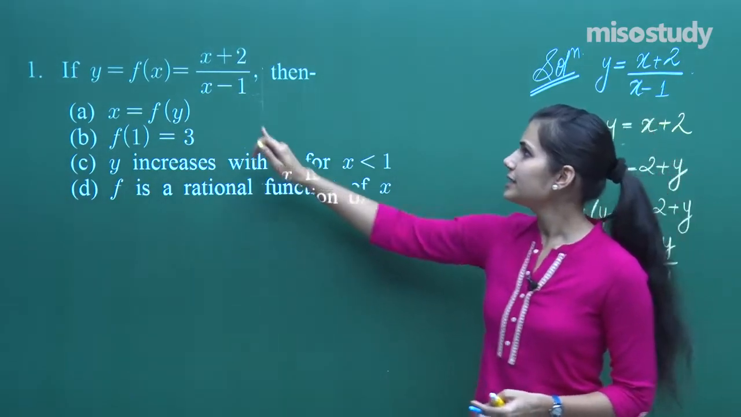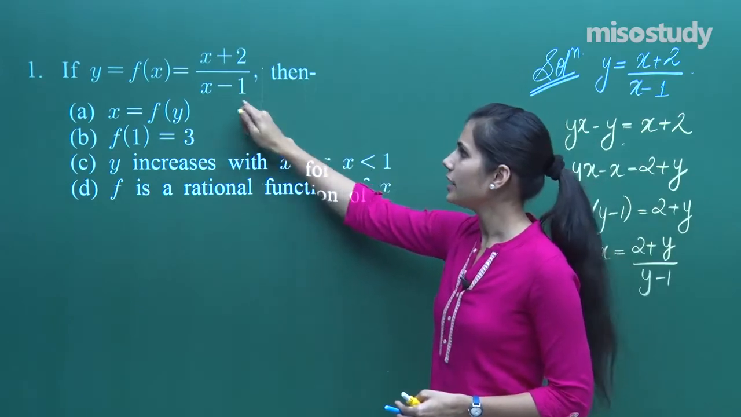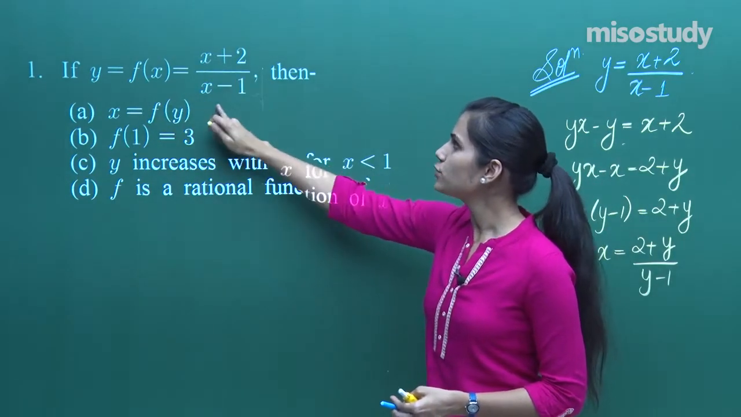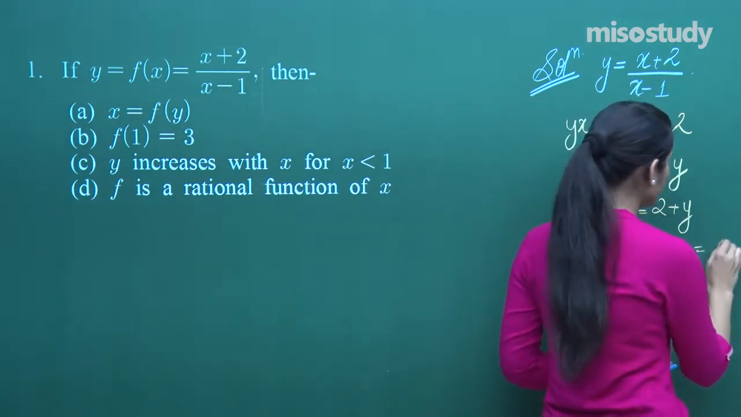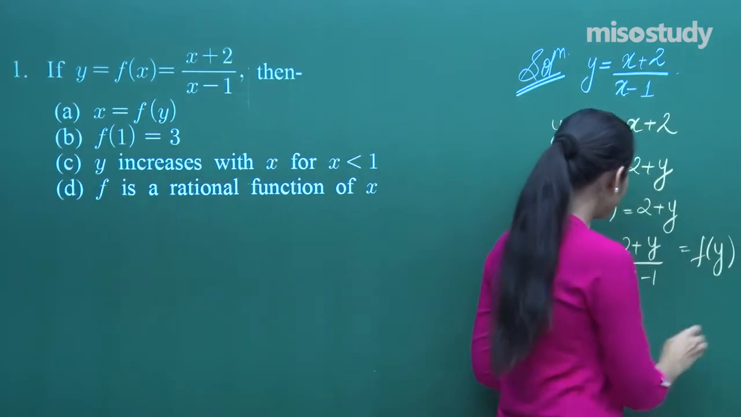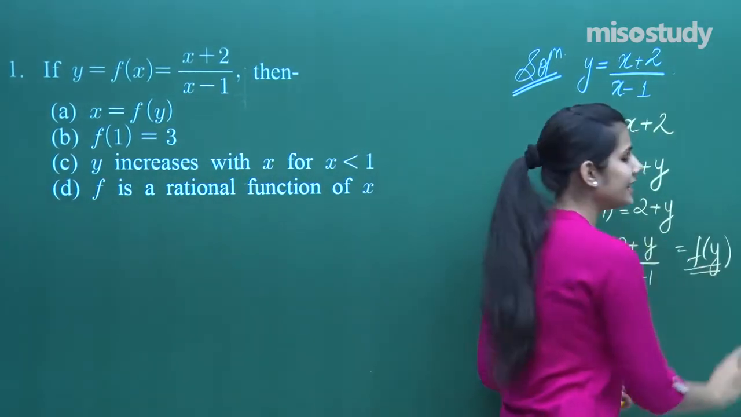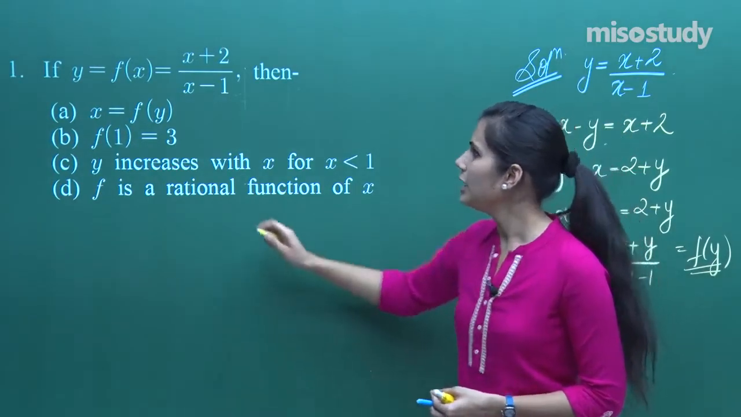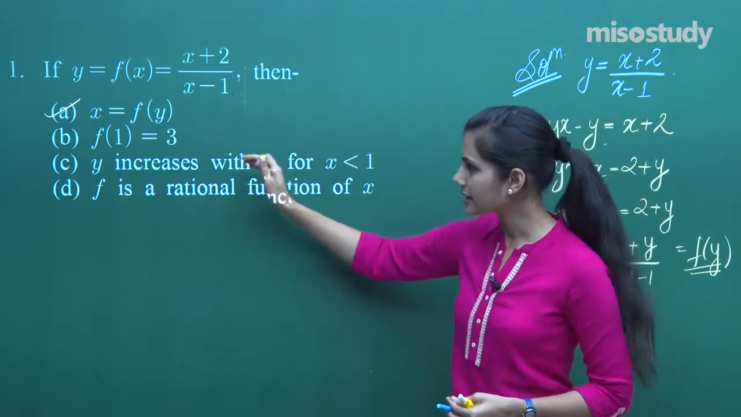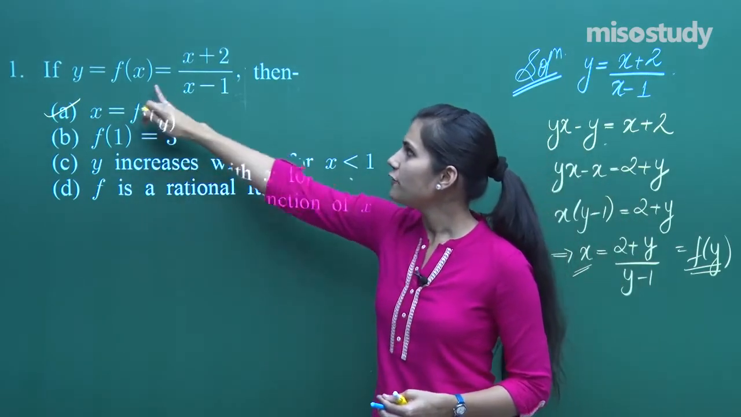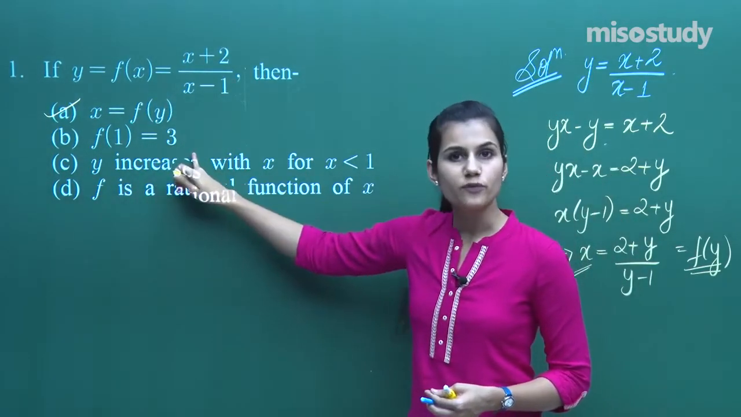If f of x is (x plus 2) upon (x minus 1), f of y is (y plus 2) upon (y minus 1). (y plus 2) upon (y minus 1) is f of y. That means yes, x is definitely equal to f of y. First option is very much correct. Next it is saying that if f of x is this, what is f of 1?